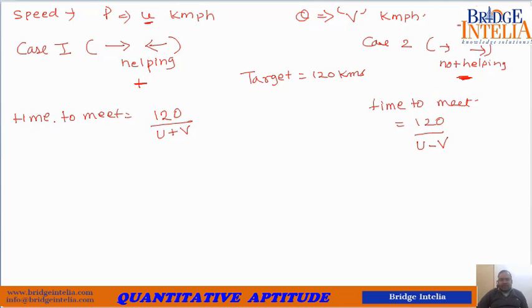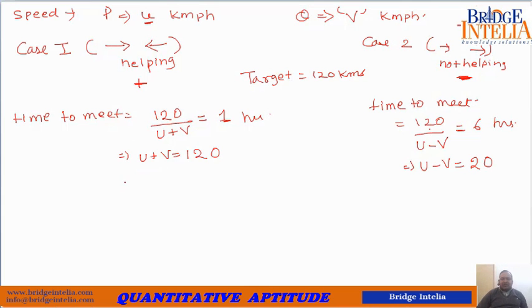So we know that in case 1, time taken to meet was given to be equal to 1 hour. So this must be equal to 1, and time taken to meet in case 2 was given to be equal to 6 hours. This was given. So based on this data, you can say that U plus V is equal to 120 by 1. So U plus V is equal to 120. And from here you can say U minus V is equal to 120 by 6. That is equal to 20.